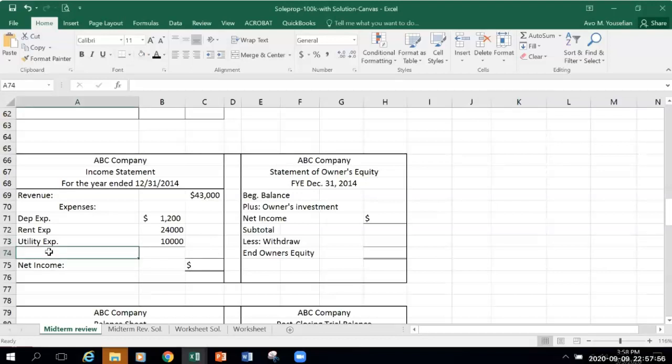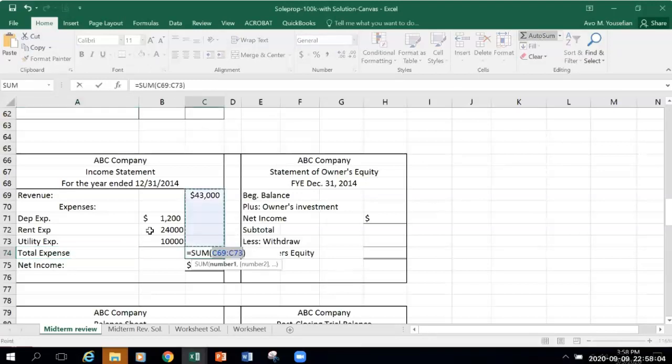So total expense will be equals to sum of, don't worry about this highlight. You highlight wherever you want. So put your mouse on the first number, click on your mouse, push it down, let it go, and click enter. Done. Okay?